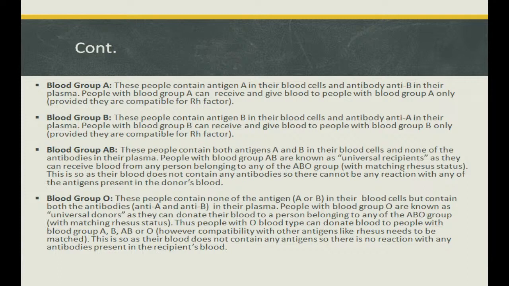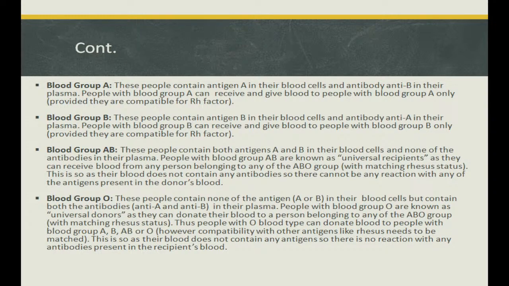People with blood group O are known as universal donors classically, and they can donate their blood to a person belonging to any of the ABO system group with matching rhesus status. Thus, people with O blood type can donate blood to people with blood group A, B, AB, or O. However, compatibility with other antigens like rhesus needs to be matched. This is so as the blood doesn't contain any antigens, so there is no reaction with any antibodies present in the recipient's blood.